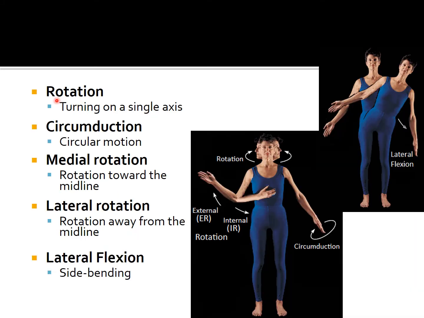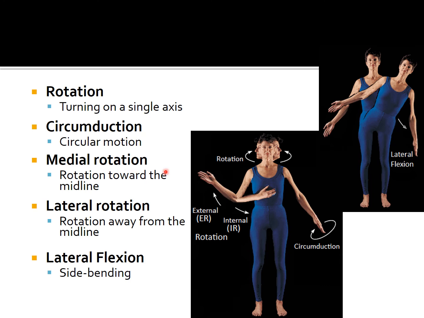The next one is rotation. Rotation means rotating along a single axis. For example, the neck. We are able to move from side to side. So this is called rotation. Circumduction. What is the meaning of circumduction? Making a 360 degrees. For example, in the shoulder joint, we are able to make a full circle. That's called circumduction.